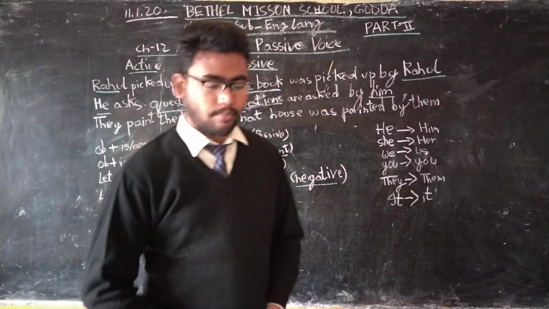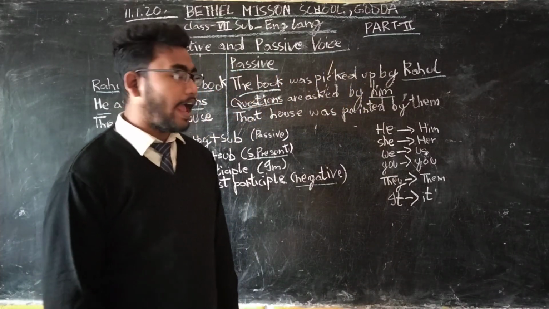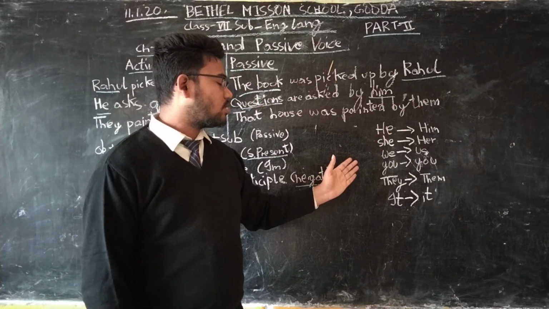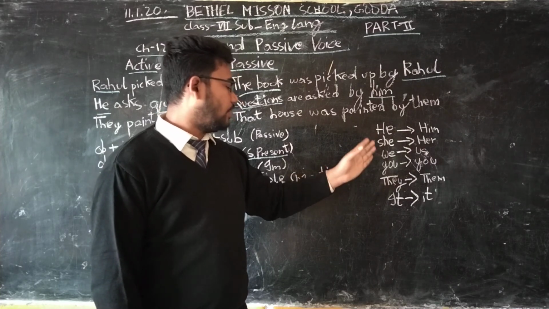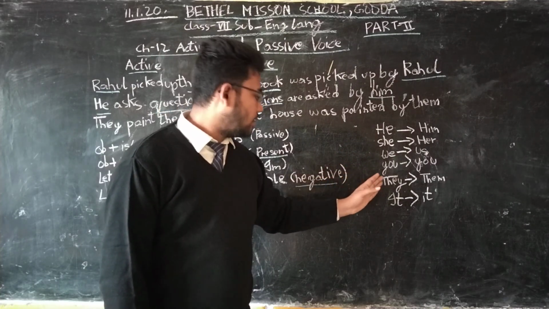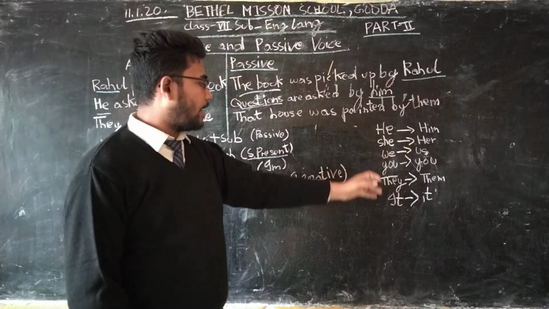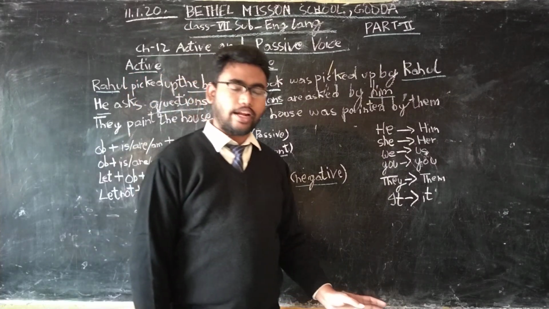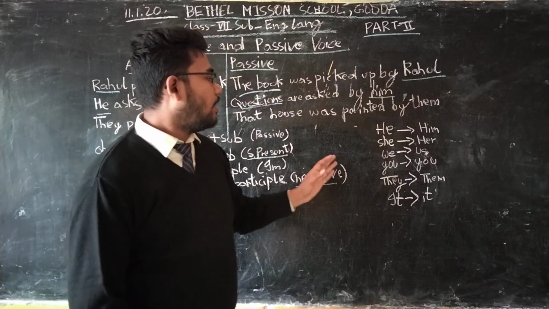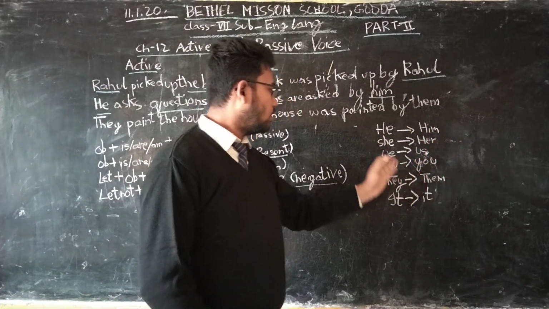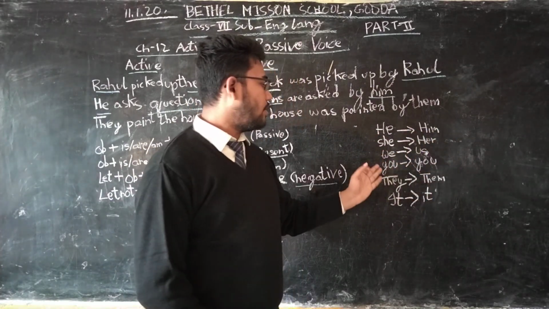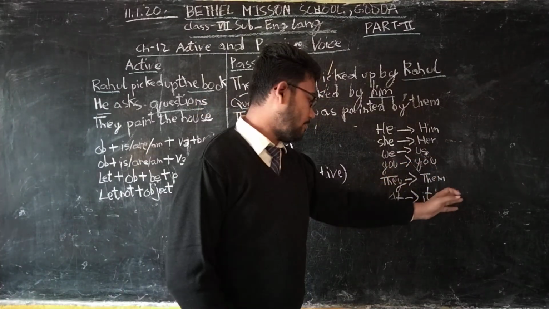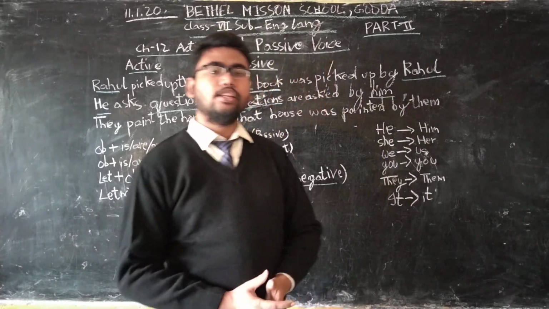Some basic things we have to remember. Whenever we write an active voice sentence, we have to use he, she, we, you, they, it. But when we change that active voice sentence into passive voice, we have to change he into him, she into her, we into us, you will remain you, they into them, it will remain it. So these basic things you have to remember.